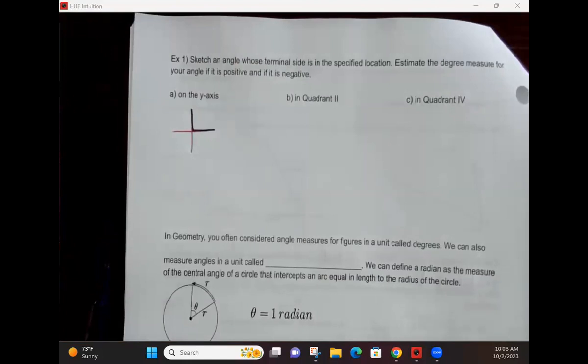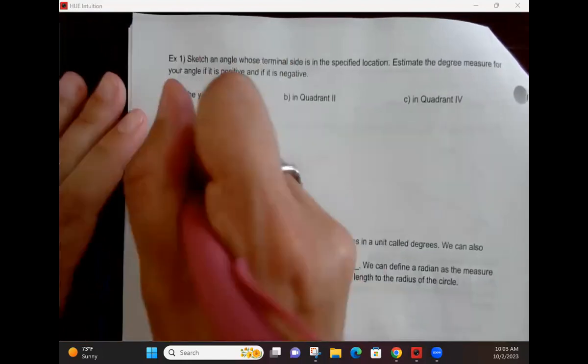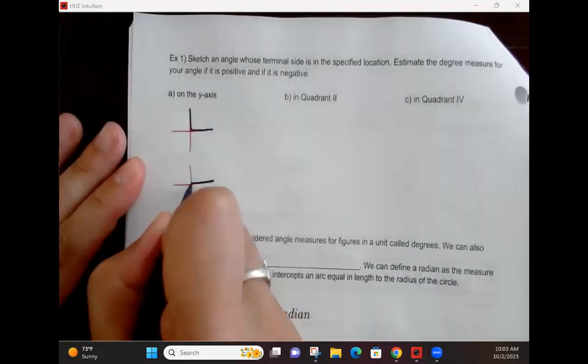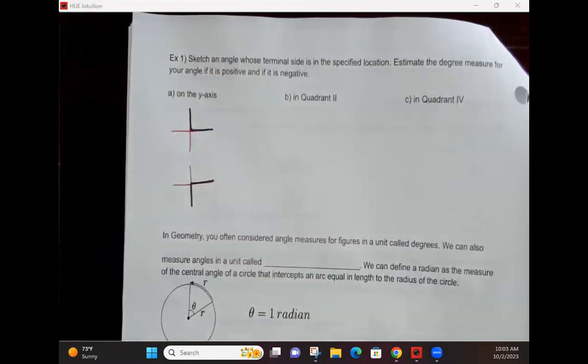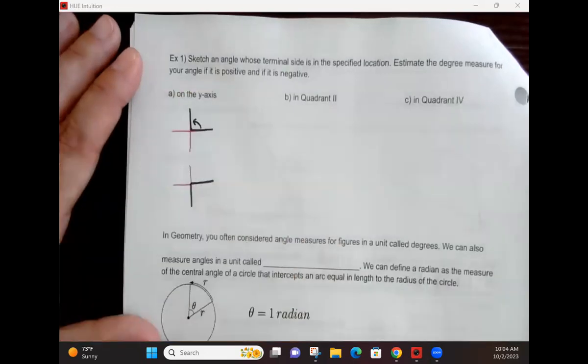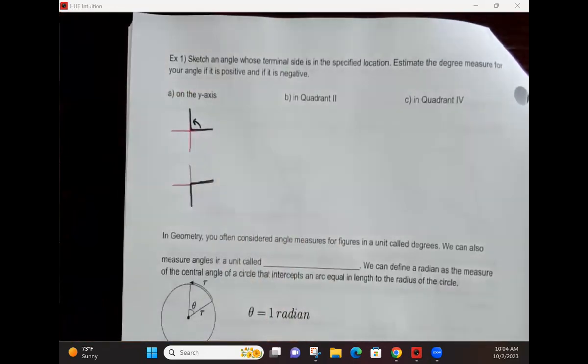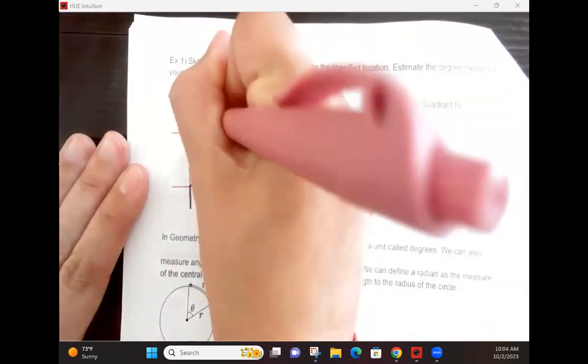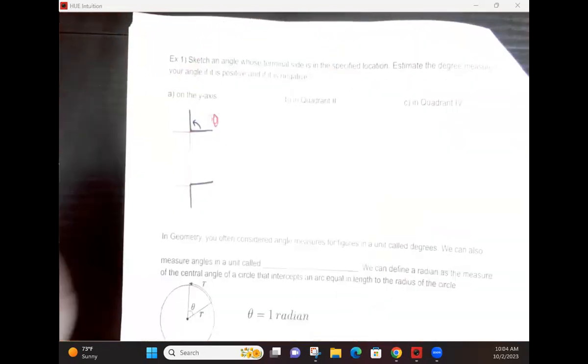Is that the only sketch I could have drawn? No. I also could have drawn initial side and terminal side, either of those. Now, we talked about positive and negative. So if I let this be a positive angle, what would its degree measure be? 90, right? And we don't have to estimate on that one. That should be a 90-degree angle.